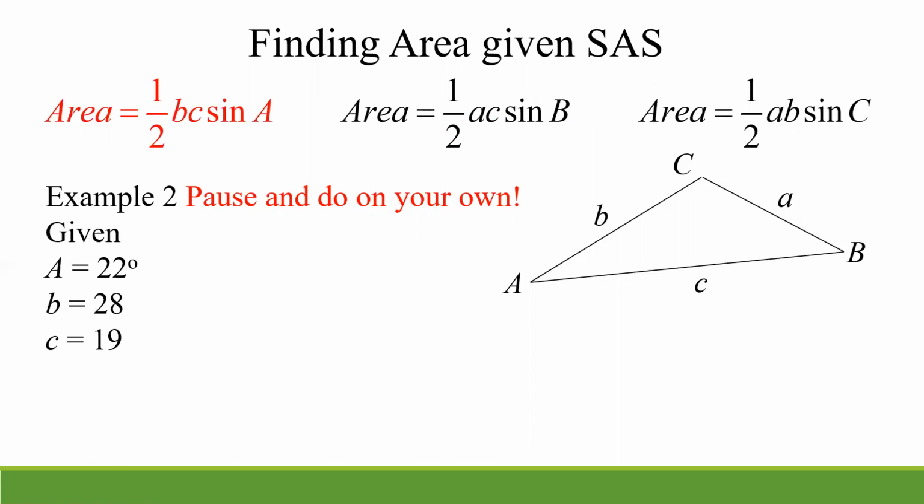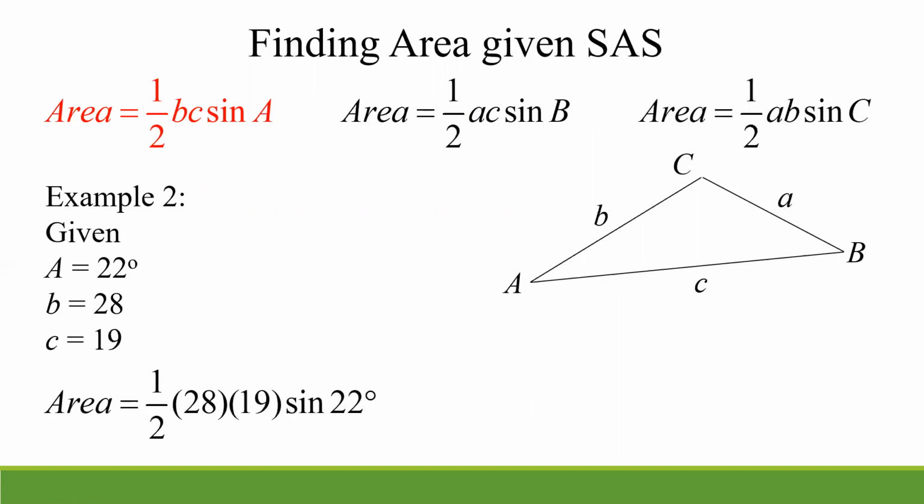Okay, so in this case, we're going to use that first one, because again, I got angle A, sides B and C. Plug it in, just how it's written, and then pop it in the calculator, and you should get 99.65 square units. Again, just make sure everything's in degrees, and you should be set with that. Okay? So that's the side angle side case.